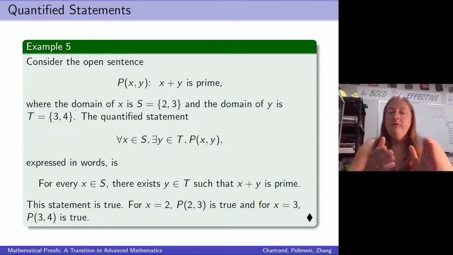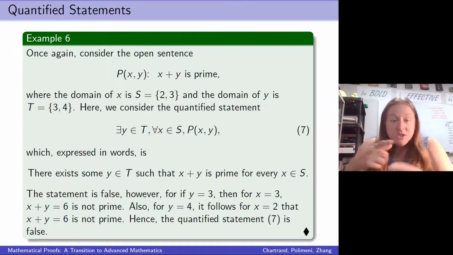It doesn't have to work for all of the y values, just for all of the x values. So my next x value is 3. Now if I take 3 plus 3, that's 6, doesn't work. And then I could try 3 plus 4, and I get 7. It does work. And so I end up with this working for 3. Since this works for both values in the domain for x, that means that for every x in S, there is a y in T such that x plus y is prime, so the statement is true.